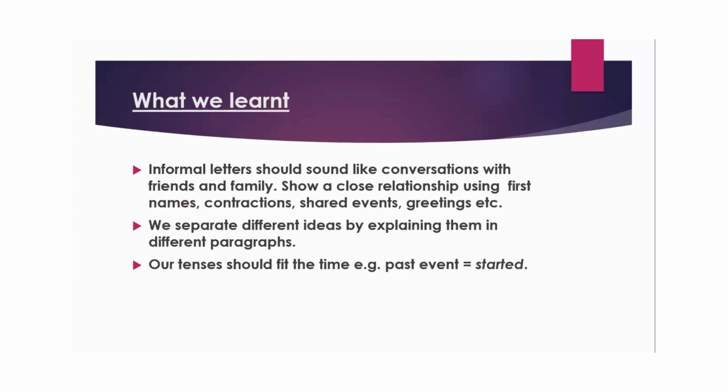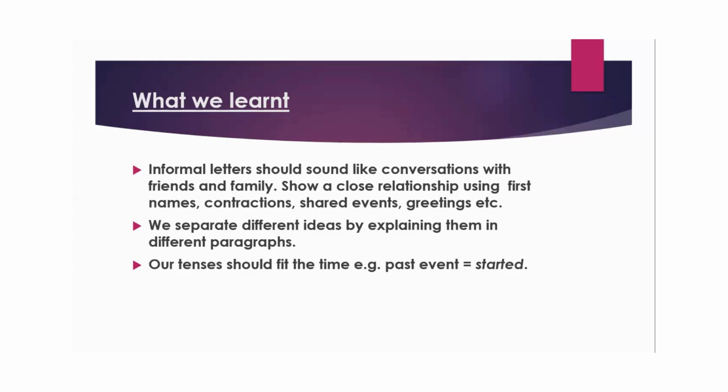Why don't you try and write a better version using the mistakes you've already learned? So what have we learned? Informal letters should sound like conversations with friends and family. We need to make sure we include different things that will show a good relationship between us and the people we're writing to. For instance, we can use first names, contractions using an apostrophe. We can share stories and events without even talking too much, but showing that we have a good relationship with the person, because the person will understand what we are talking about.